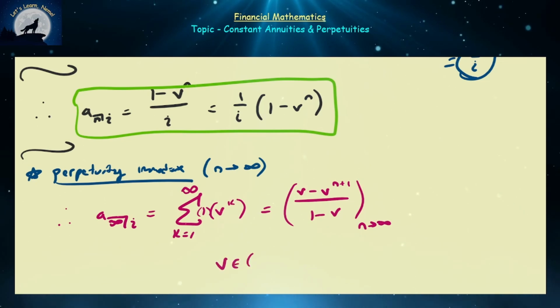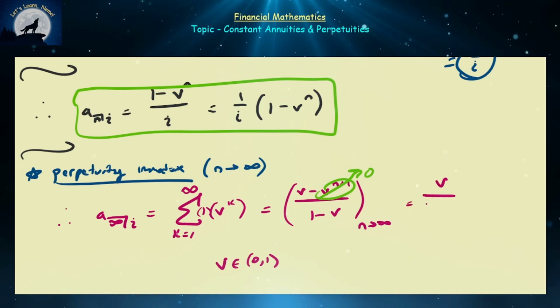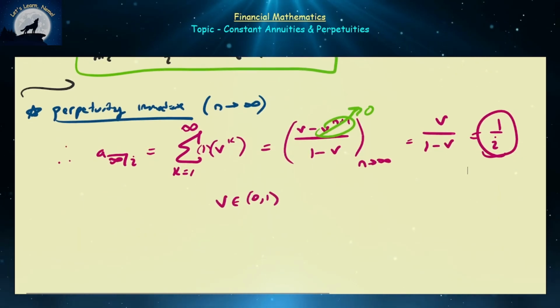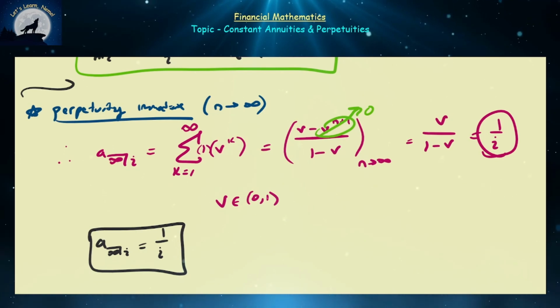But keep in mind that nu belongs to the interval 0 to 1. So this term just vanishes and goes to 0. So what you're going to have here is just nu over 1 minus nu, which we've already proven to be equal to 1 over i. Right? So we can easily show that the present value for a perpetuity immediate is just equal to the reciprocal of the effective interest rate. So that formula is actually very, very nice, right? So we have the present value of an annuity immediate and the present value of a perpetuity immediate.